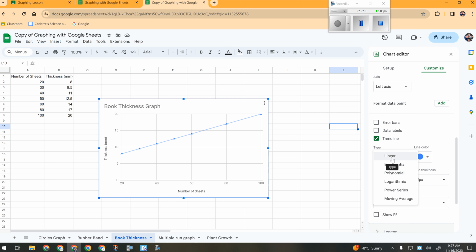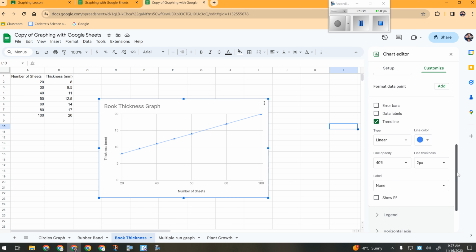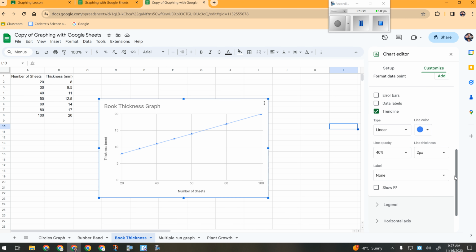If I picked a different one, I could pick exponential, polynomial, logarithmic. I don't need those because that's not what I've got here. I've got a linear. You can change the thickness of that line if you want to, change its opacity, you can make it super dark or super light. This is the one we want though, right here on label.